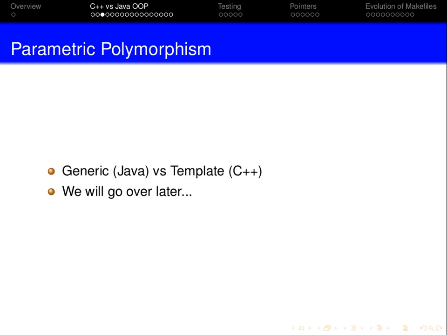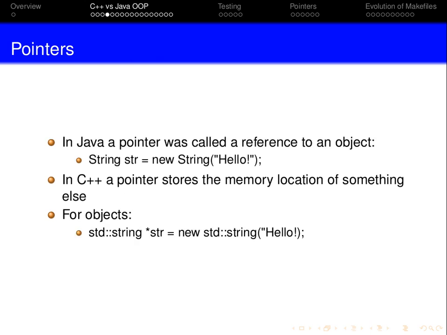Parametric polymorphism. This is with generics in Java versus templates in C++. They're different, but we're going to go over that later when we get to it, which will be later on in the course. Just realize that there is a difference, but for most of y'all, it'll be all new, so that's okay. All right, pointers.